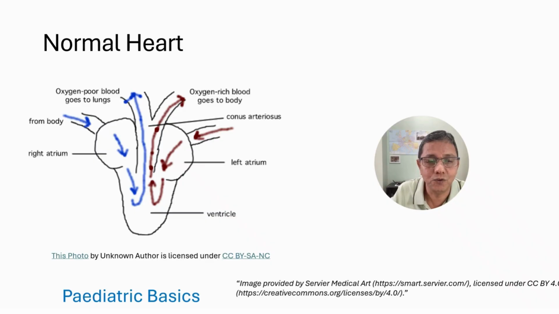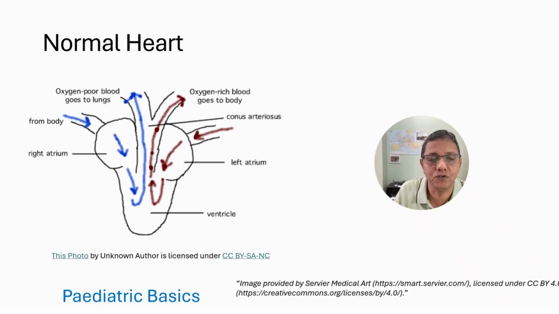We do have two atria, right and left, two ventricles, right and left, and two major blood vessels, the pulmonary artery and aorta, and then two major vessels bringing blood from different parts of the body, which are the superior vena cava and inferior vena cava. As you can see in the picture, the blue lines indicate the deoxygenated blood brought from different parts of the body to the right atrium.